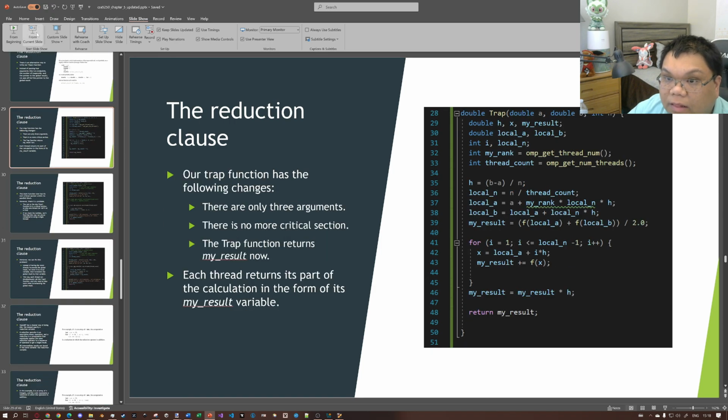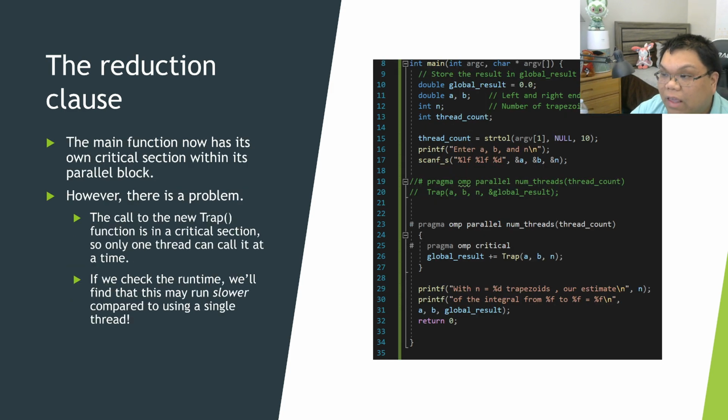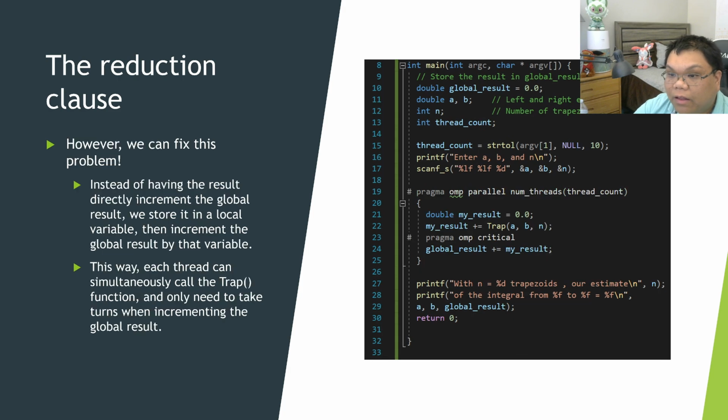Okay, so let's go here. Our trap function had some changes. It now returns a return value that is a double. The main function now has its own critical section within its parallel block, but there's a problem. The call to the new trap function is a critical section, so only one thread can call it at a time. If we check the runtime of this, we'll find that it may run slower compared to a single thread.